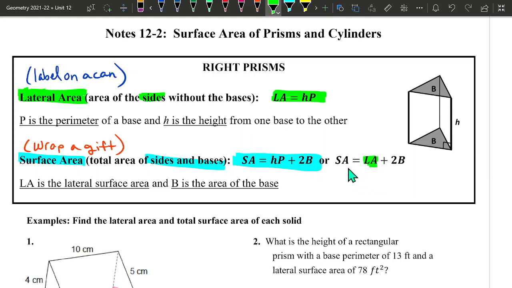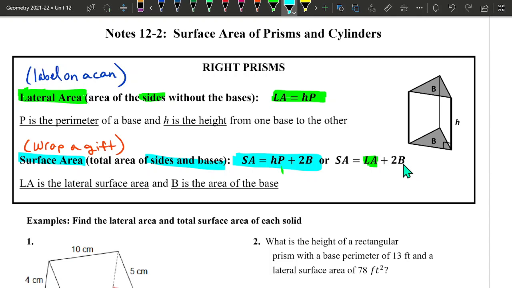So it's written 2 different ways. Here is what it looks like on the formula sheet that I'll have for you on Friday. Surface area is the height times the perimeter, which is lateral area, plus the area of the two bases. Or if you've already solved for lateral area, it's a 2-part question, and you ask for the surface area, then you take what you got for lateral area and add the area of the two bases.